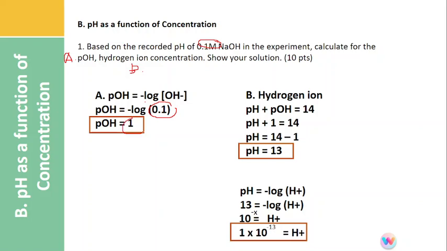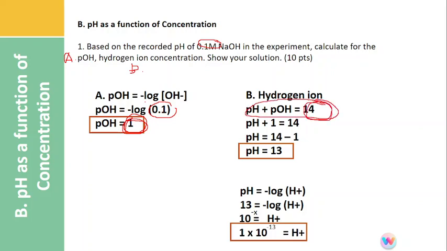The pOH will be 1. Apply mo lang sa iyong scientific calculator, negative log times 0.1 is equals to 1. So, our pOH is 1. Next, let's now look for the hydrogen ion. Anong formula ang gagamitin natin? Ito po, yung pH plus pOH is equals to 14.